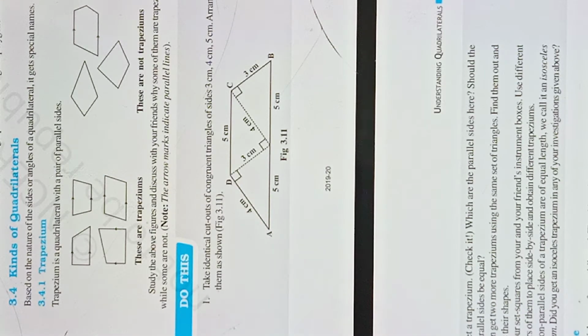So a quadrilateral has four sides, and out of that, if just one of the opposite pairs is parallel to each other, that is known as a trapezium. Okay, now after that, the next kind of quadrilateral is a kite.